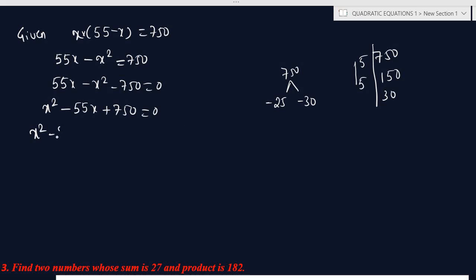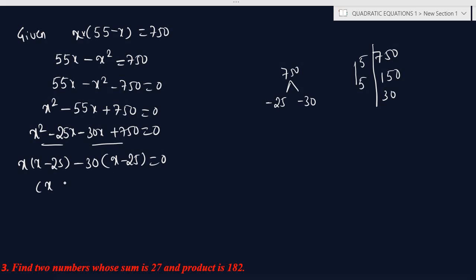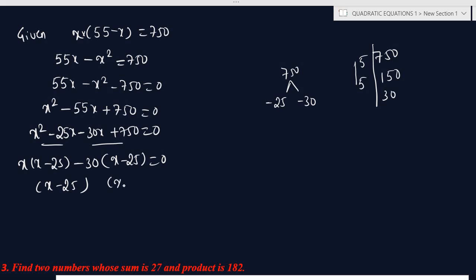Therefore x square minus 25x minus 30x plus 750 is equal to 0. Here I'll take x common, and here I'll take 30 common, giving x into x minus 25, minus 30 into x minus 25, which is equal to 0. So x minus 25 and x minus 30 is equal to 0. Therefore x minus 25 is equal to 0 or x minus 30 is equal to 0, so x is equal to 25 or x is equal to 30.